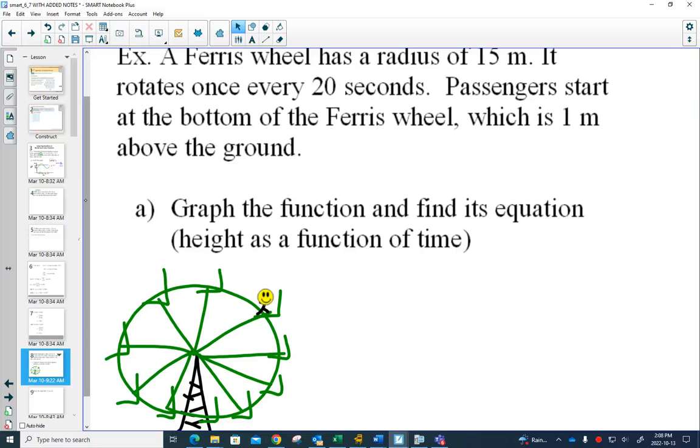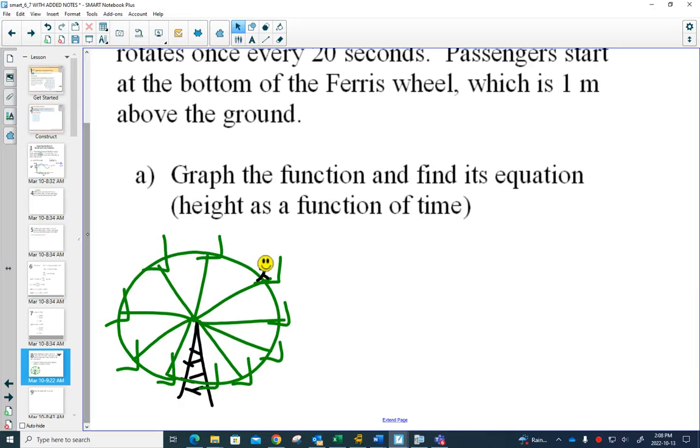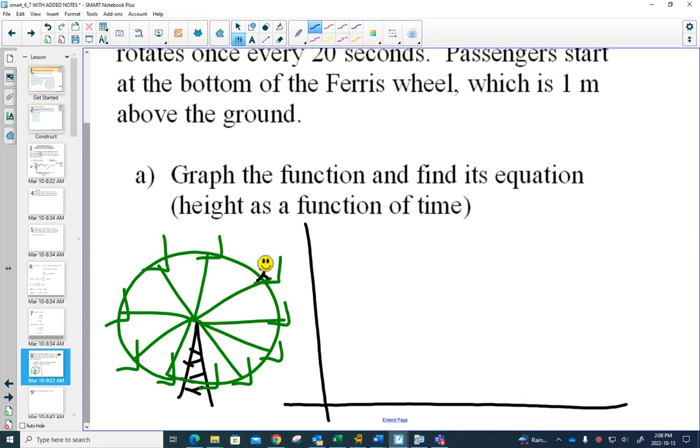What's happening? It tells us the Ferris wheel has a radius of 15 meters and rotates once every 20 seconds. Passengers start at the bottom. It'd be much scarier if they said you have to get on the Ferris wheel at the top. Okay, so it's typical that Ferris wheels start at the bottom. So I drew the picture over here so that simultaneously over here, I could draw the situation. You're getting on at 1 meter above the ground. So I'm going to say this is 1 meter right here. This is where you get on.